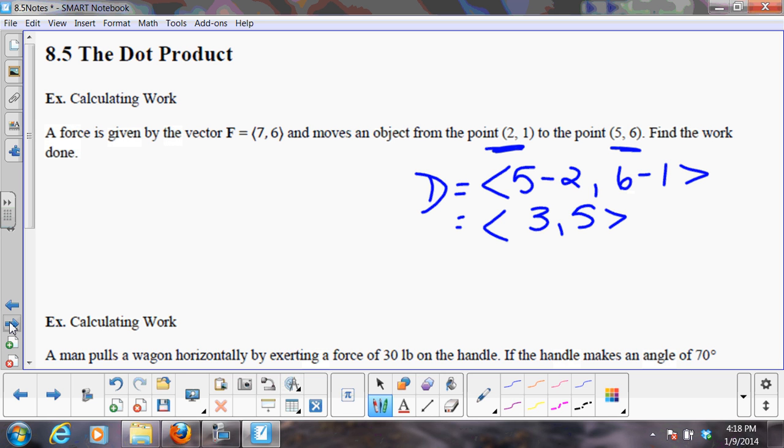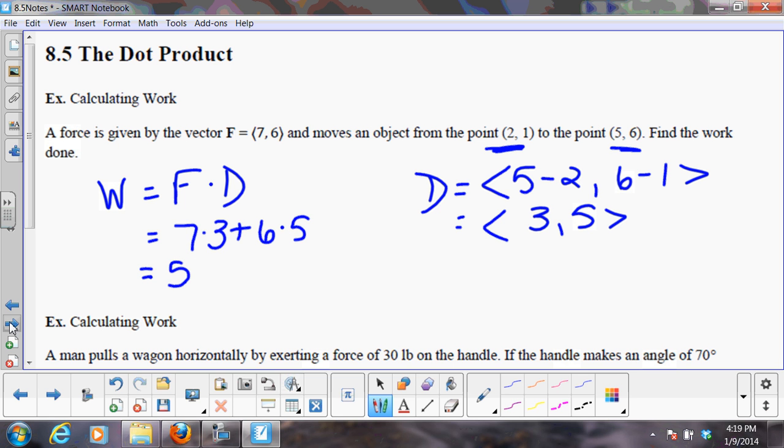So to find work, force times D, so we're doing the dot product. So 7 times 3 plus 6 times 5, the work done is 51.